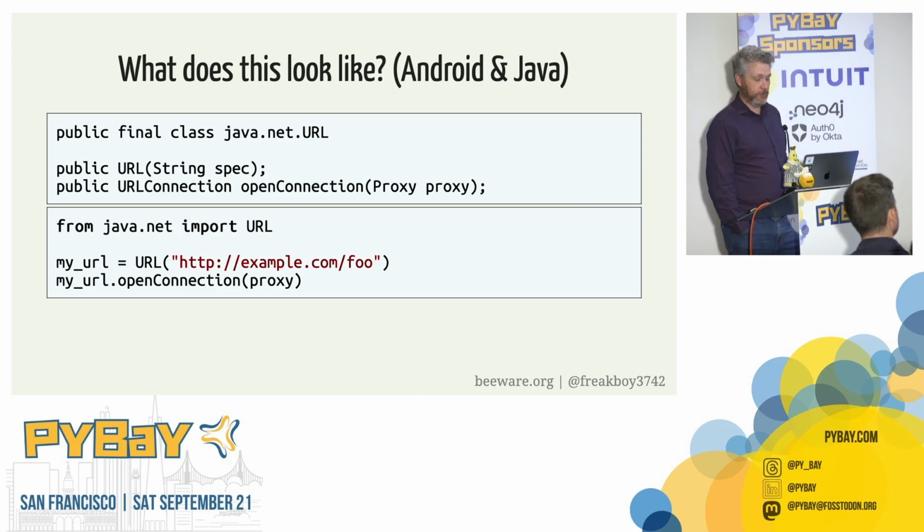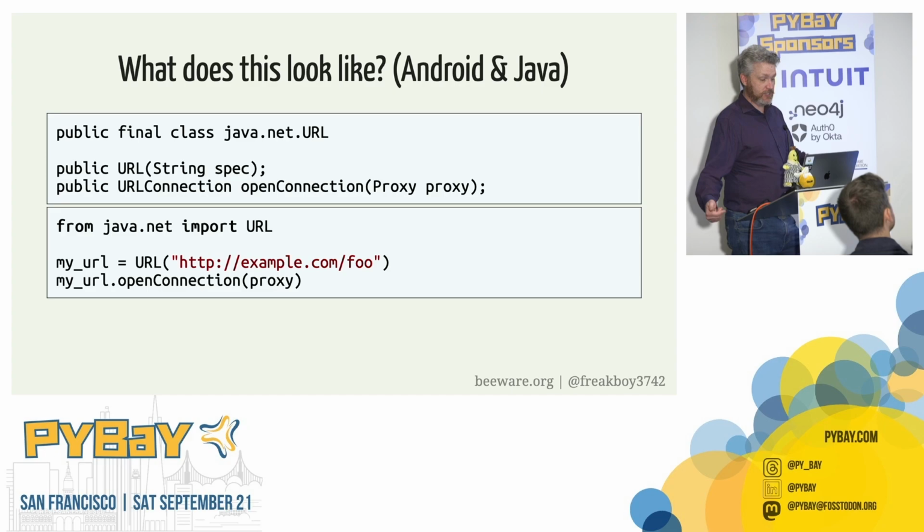Chakapy, which is the bridge layer we use on Android, lets you use Python import syntax to get at the class. So we can, from java.net, import URL, instantiate the instance using the constructor, passing in a Python string, again, transparently converting from a Python string to a Java string. And on the instance, we can then invoke open connection, providing a proxy object, wherever we've gotten that from.